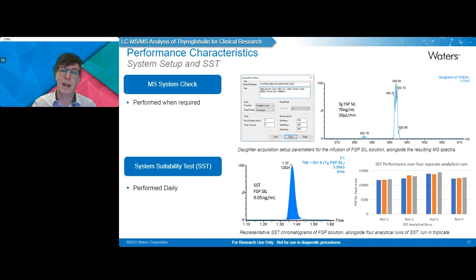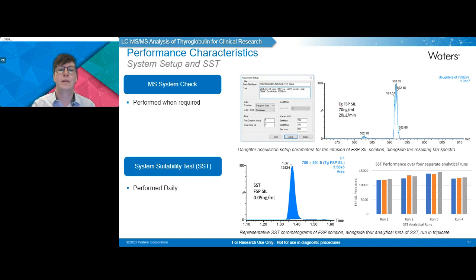What we have here is an MS system check on the top. You perform this when required, typically when you're setting up the system. On the right-hand side we have the FSP stable isotope labeled internal standard infused at 70 nanograms per mil at 20 microliters per minute. That gives us a peak of 1 e to the 7, based on a 1-minute acquisition. This can help benchmark your methods and gives you certain performance expectations of just the mass spectrometer alone during setup.